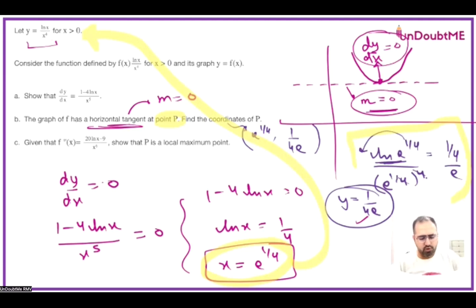Raghav, both the coordinates clear? Yeah.